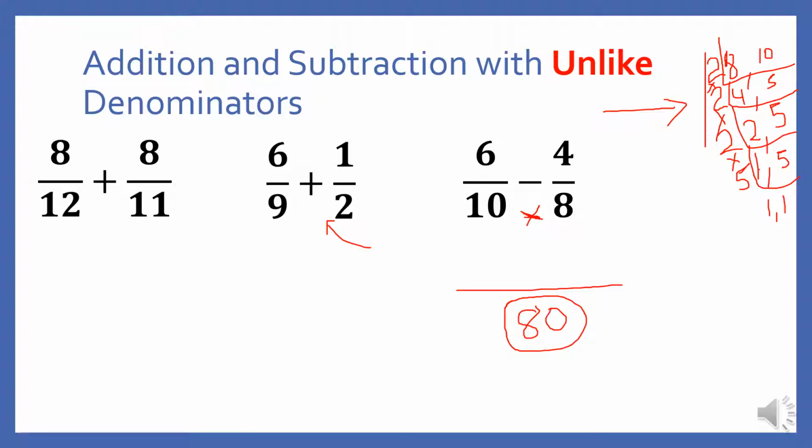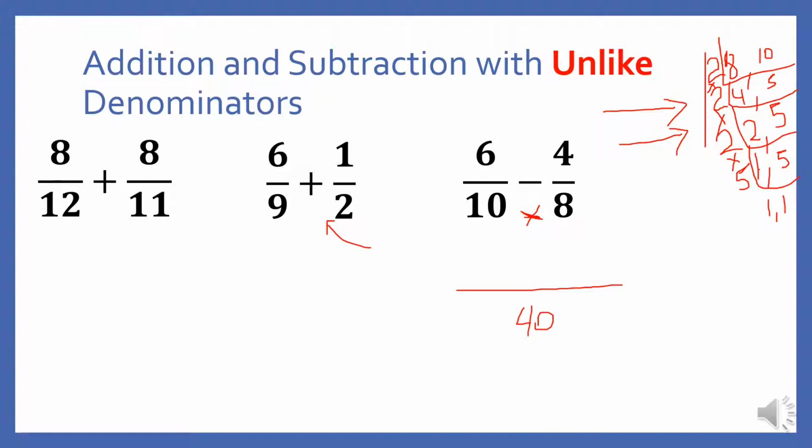Go to your working column. Alright, so the lowest common multiple of 10 and 8 is not 80 as we thought, it is 40. Okay, so this is our safer method. Okay, double check your answers.